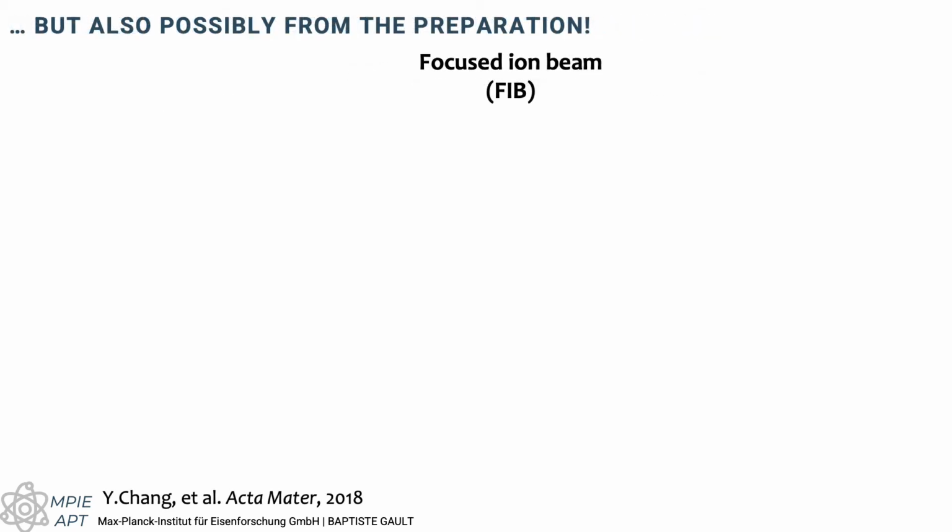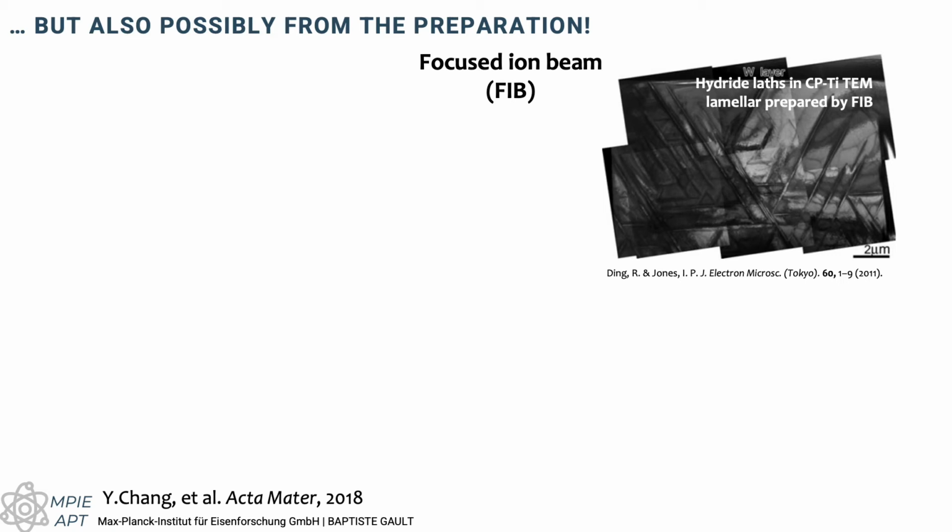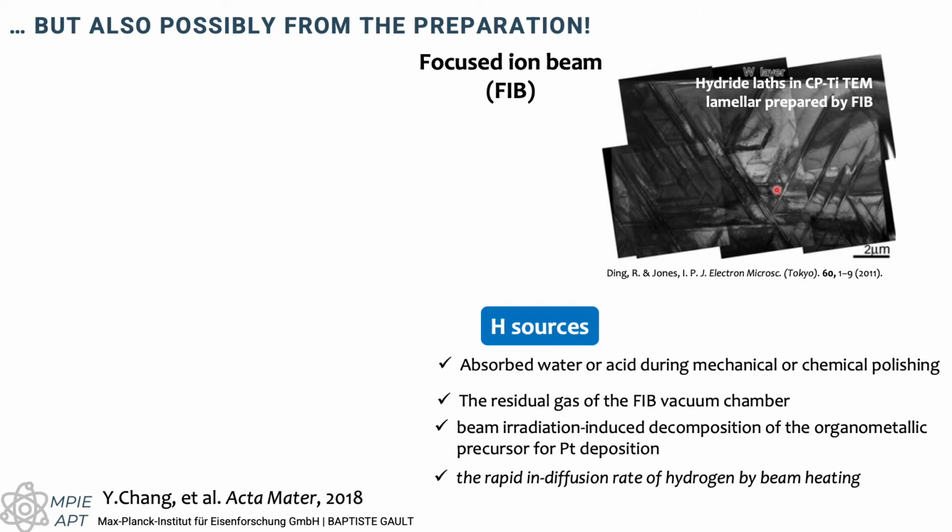One thing that we've also seen is that hydrogen can come from the FIB. This is a known problem in titanium alloys, for example. It's been reported long ago, and the sources of hydrogen can be just the moisture inside of the FIB, or the water during preparation through mechanical polishing or electrochemical polishing, in that case for the preparation of TEM lamellae.